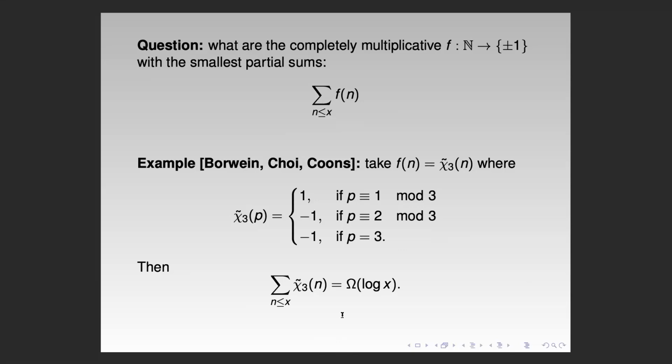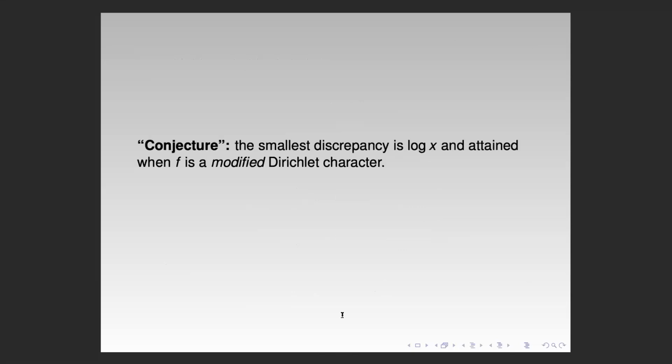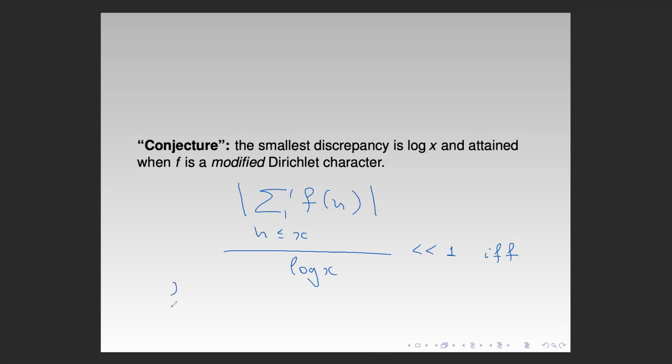So the guiding conjecture in this field is that this actually should be the extremal example. Namely, the smallest discrepancy should be log x, and it should be attained on the modified characters of prime power conductors. So let me just write it down a bit more precisely. If I happen to find a completely multiplicative function with partial sums which grow not faster than log x, then this happens if and only if f is a modified character of prime power conductor. Namely, you just change at one prime the value to plus or minus 1. So this is completely open, and I would like to look at this over the function field and see whether we can do something there.